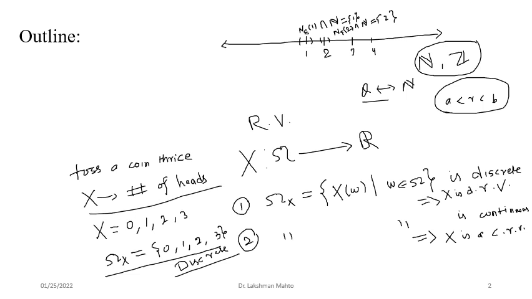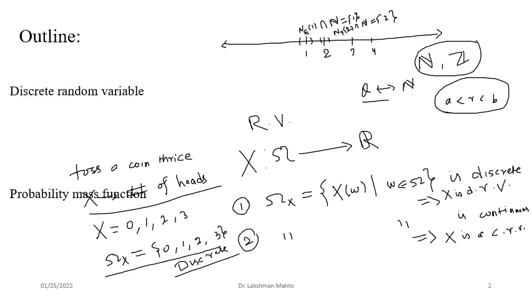Any example of a continuous random variable? Any example? No? Okay, then we'll discuss that later.